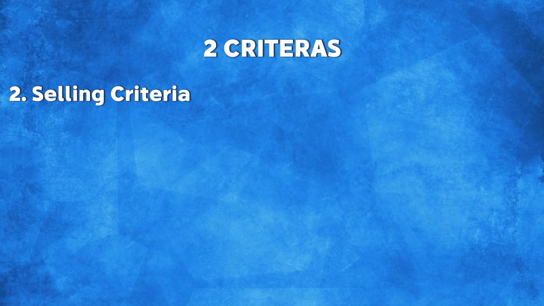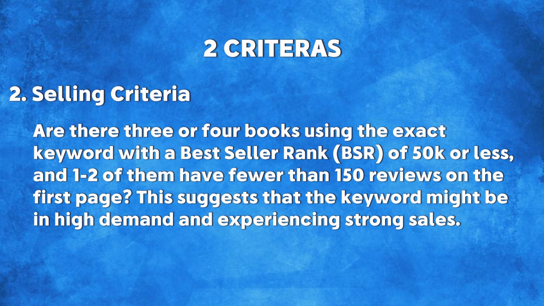Number 2, selling criteria. Are there 3 or 4 books using this exact keyword with a bestseller rank of 50k or less, and 1 to 2 of them have fewer than 150 reviews on the first page? Now this suggests that the keyword might be in high demand and experiencing strong sales.